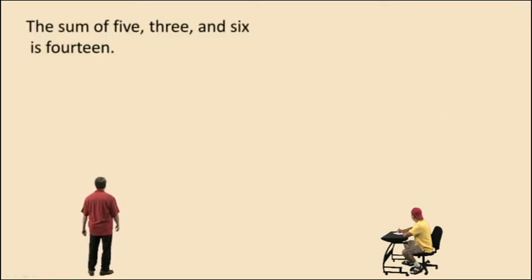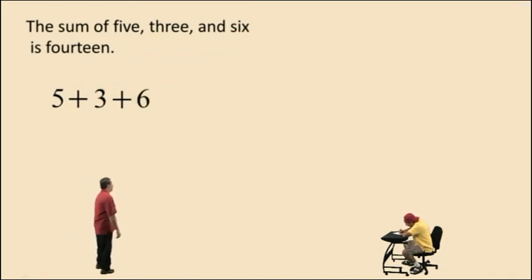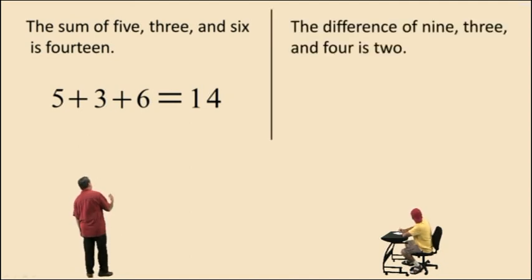Now here we have the sum of 5, 3, and 6 is 14. So notice we are summing or adding three numbers. So we need two addition symbols here. And what are the three things that we're adding? 5, 3, and 6. Now this sum is equals 14. And that is true. 5 plus 3 plus 6 is equal to 14. There you go.